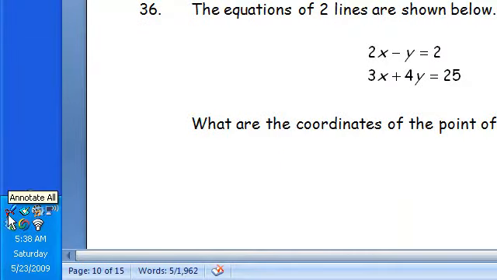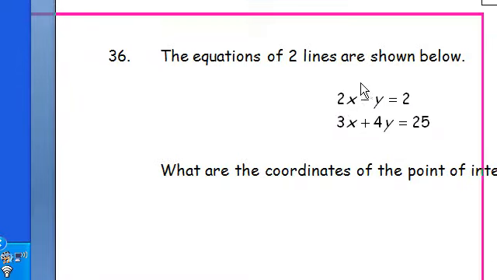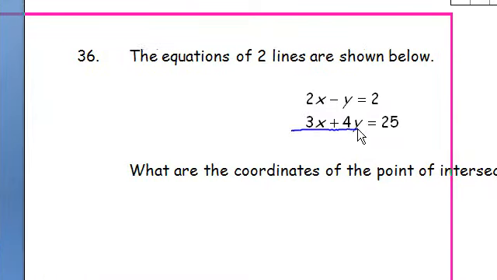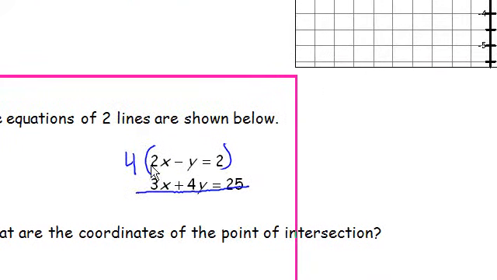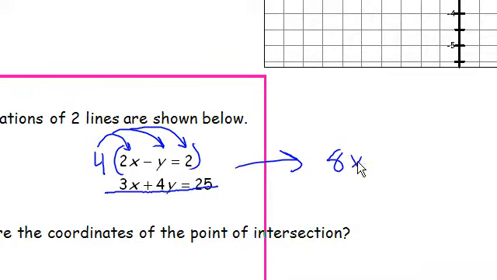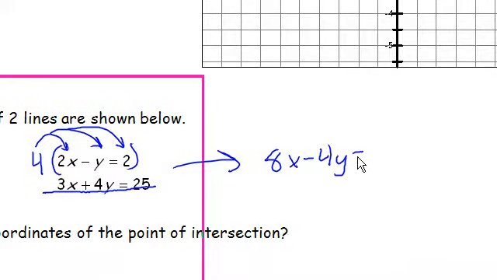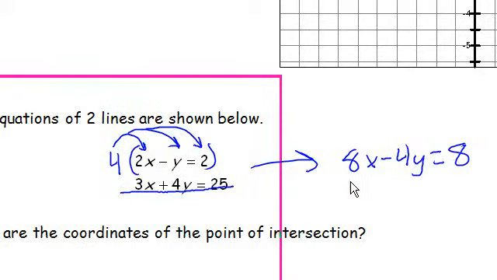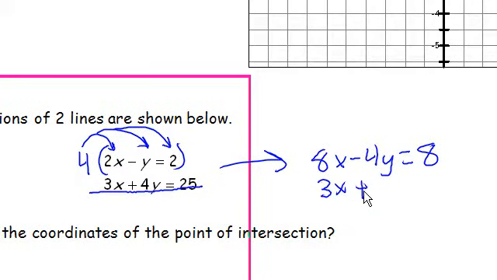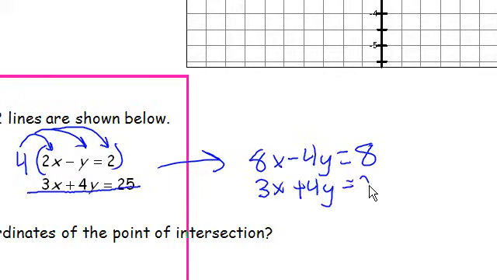So let's go ahead and do that. What I need to do to get a negative 4 in front of there, I need to multiply this whole thing by 4, that whole expression by 4. And so the 4 would multiply to all 3 elements of that equation. So I'm going to take it over here. That would be 8x minus 4y equals 8. And we'll just rewrite that second equation, 3x plus 4y equals 25.